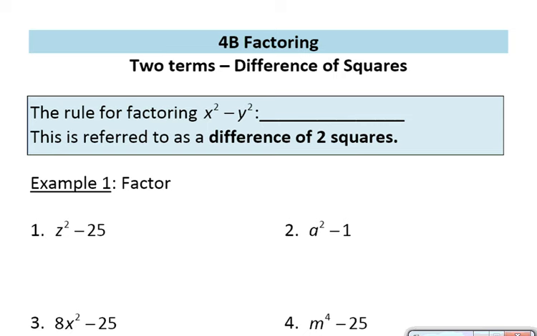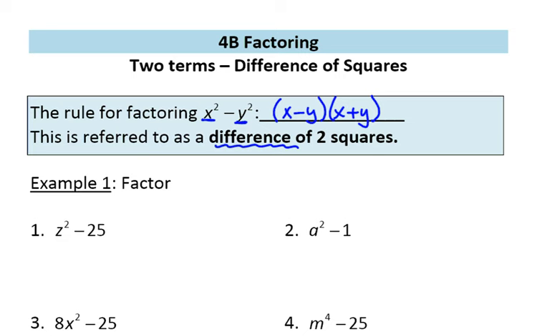Recall that the rule for factoring x squared minus y squared is x minus y times x plus y. In order, we've got two terms, so this is the difference. You see it's minus, so it's the difference of two squares: x is squared and y is squared.